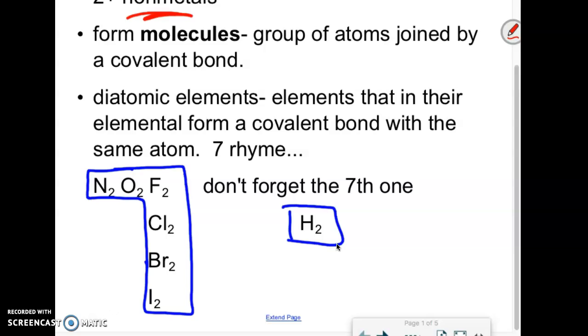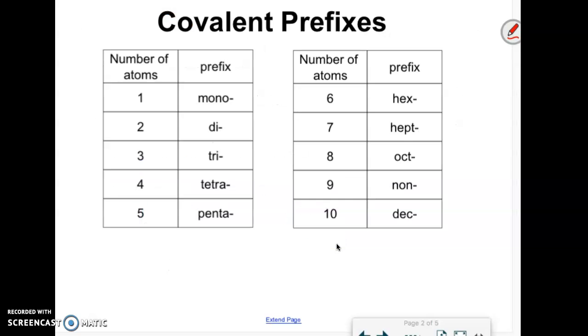All right? So what's really cool about covalent is that we use these prefixes. So again, you might want to put these in your notes or on the back of your periodic table. That will help you out. So these are the rules when we have all nonmetals. We're going to use prefixes for naming, okay? So 1 stands for mono, 2 di, 3 tri, and so on, okay? So take a minute or pause the video, and write those down.